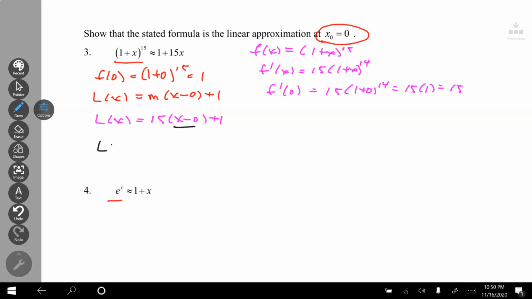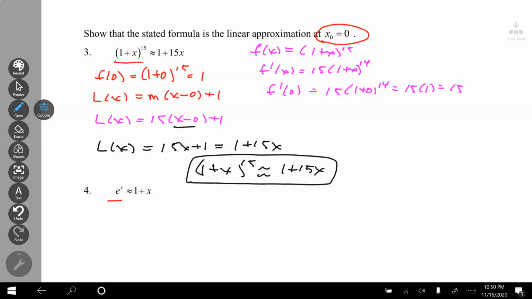So my linearization is 15x plus 1, or better yet, 1 plus 15x. So I have shown that (1 plus x) to the 15th is about equal to 1 plus 15x when I use something very close to 0.